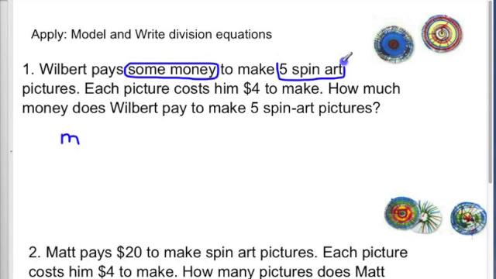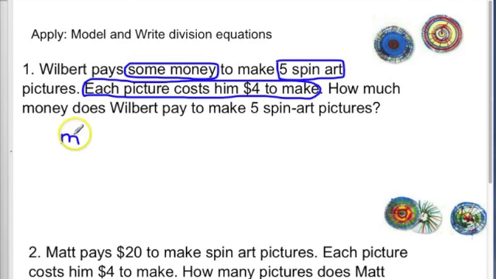So 5 spin art pictures, each picture costs $4 to make. So I'm going to use this information to help me solve. M divided by 5, because 5 is the spin art pictures, equals $4 to make. M divided by 5 equals $4.